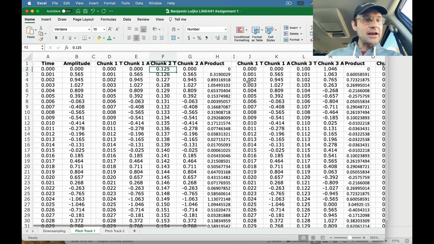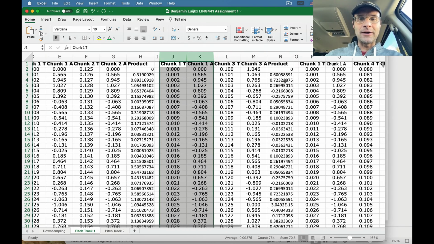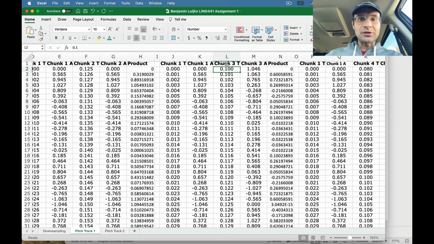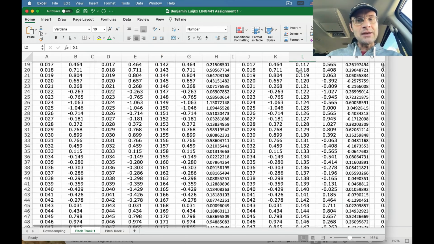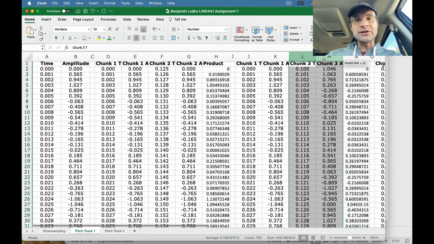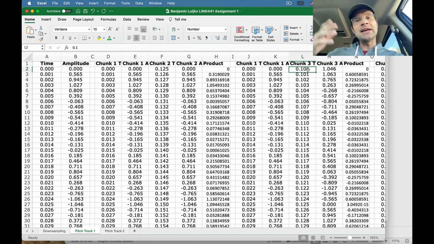Then nicely, he organizes it where he copies chunk 1 over here again, and then also matches it up with chunk 3. So the only difference between chunk 2 and chunk 3 is when they begin. Chunk 3 is the one he's using for the 10 hertz frequency possibility, because it starts at 1/10 of a second, or 0.100 seconds.